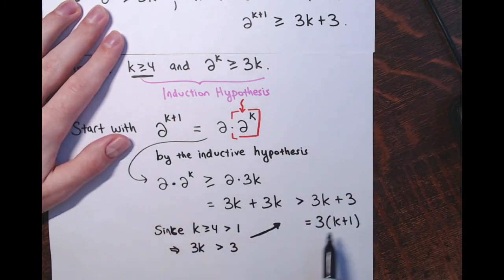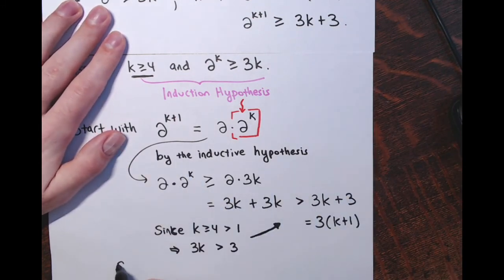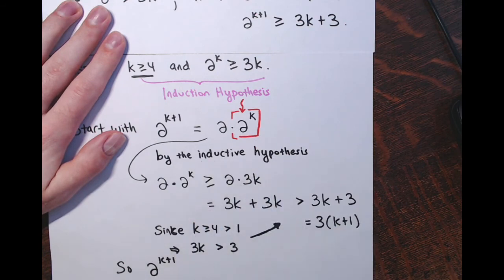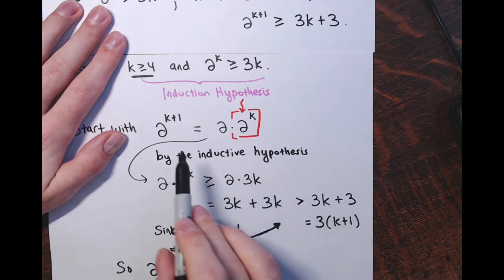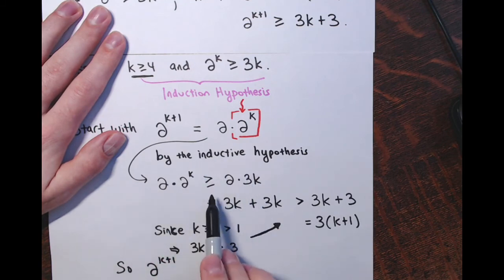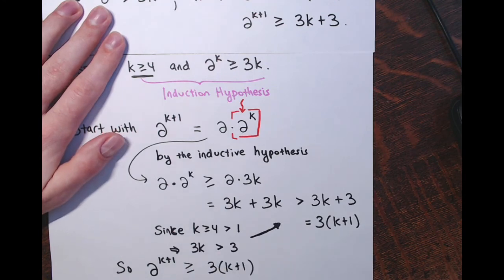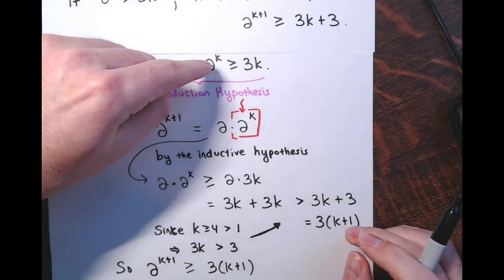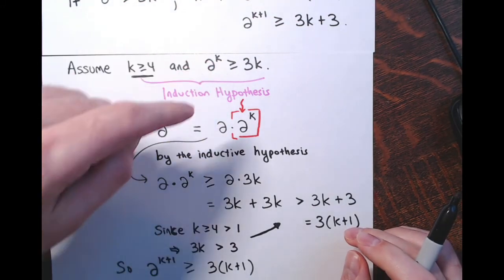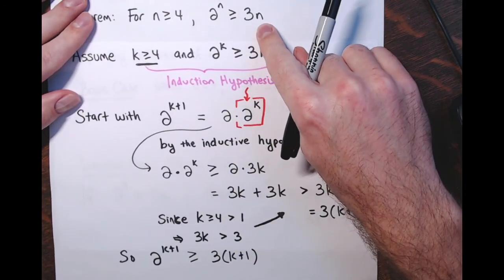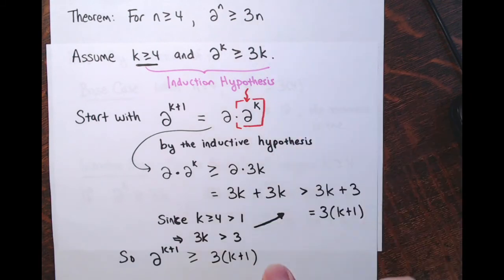So what we have just shown, I started with 2 to the k plus 1, and we have shown through all this, using the inductive hypothesis and the fact that k is greater than 1, that 2 to the k plus 1 must be greater than or equal to 3 times k plus 1. So we have used the fact that the statement's true for k to show that this statement is true when n equals k plus 1.